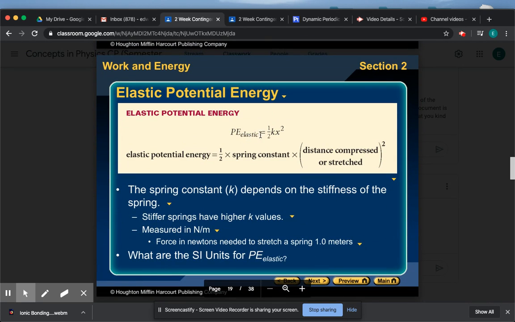For elastic, it's similar to the kinetic energy equation. For the kinetic energy equation, it's 1/2 mv squared, but instead of 1/2 mv squared, we have 1/2 kx squared, where k is your spring constant, and x is how far you either stretched it or compressed it. Okay, so the spring constant depends entirely on the spring.